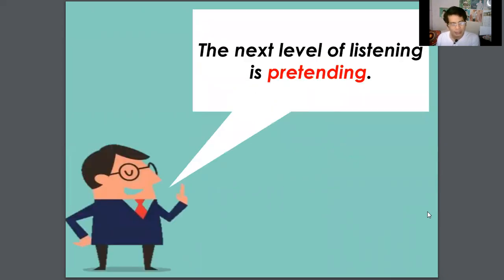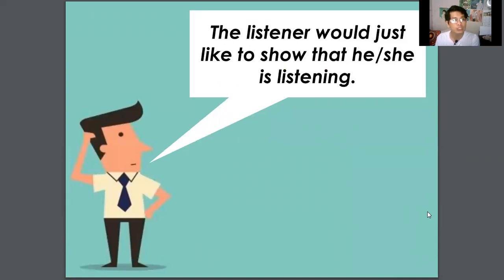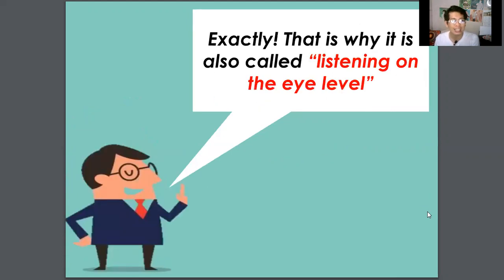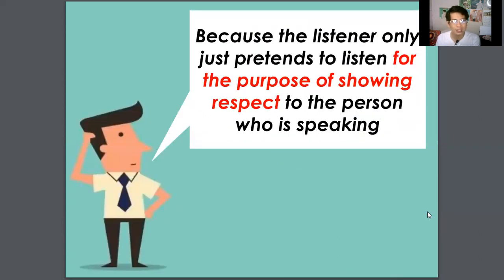Now, the next level of listening is what we call pretending. Okay, so from the term itself, the listener would just like to show that he or she is listening. That is why it is also called listening on the eye level. So it is way better than ignoring. So what do you think is the reason? Because the listener only pretends to listen for the purpose of showing respect to the person who is speaking. It's far better than ignoring, wherein you're totally not paying attention to what the person is saying.